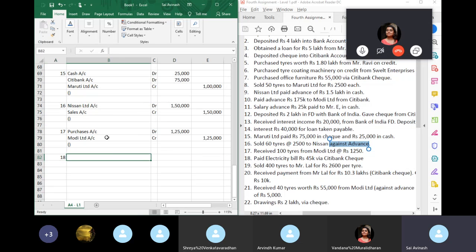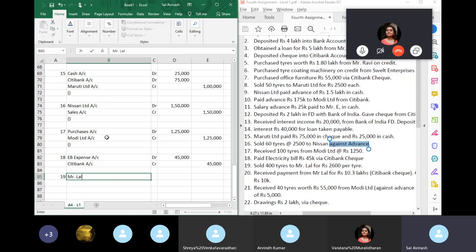Transaction 18: paid electricity bill 45,000, Citibank check. I think this should be a piece of cake. Hope it was for you as well. So you can also call it electricity charges. So Citibank, right? Expense increases, asset decreases, so 45,000, right? 19. Sold 400 tires to Mr. Lal for rupees 2,600 per tire.